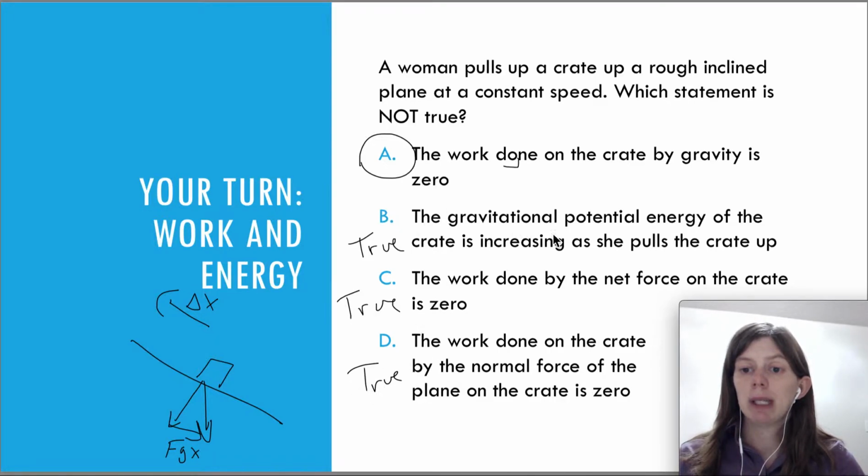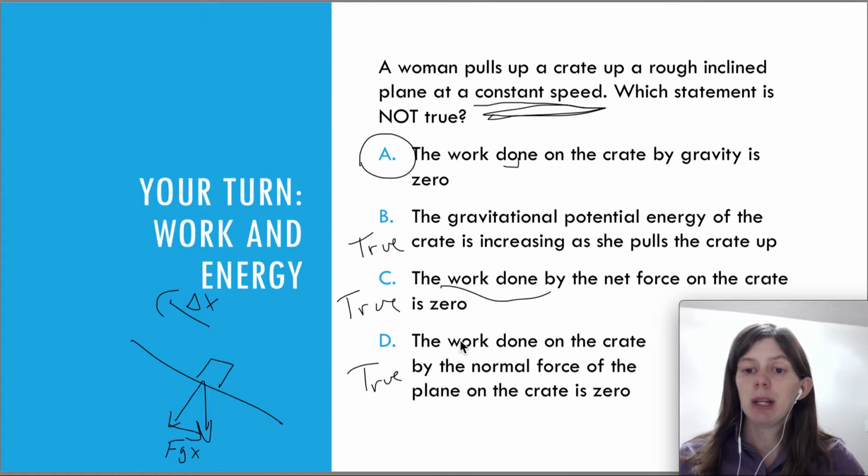So B, the gravitational potential energy is increasing as the crate is pulled up. That's true because as it's being pulled up, it's gaining height, so it's gaining potential energy. Part C, the work done by the net force on the crate is 0. This one's harder to know. That is true, but it's true because it's being pulled up at a constant speed. We've learned that's a key word. Constant speed, you think equilibrium, the net force is zero. Well, if the net force is zero, then the net work is zero as well.